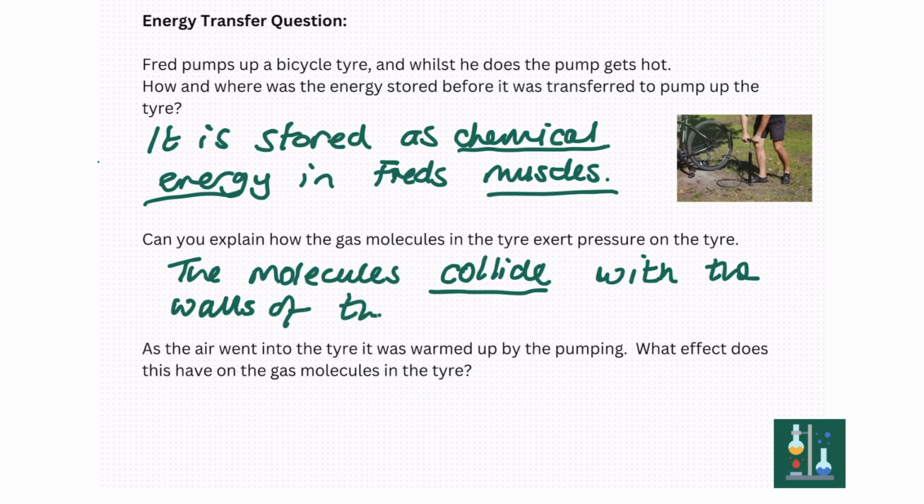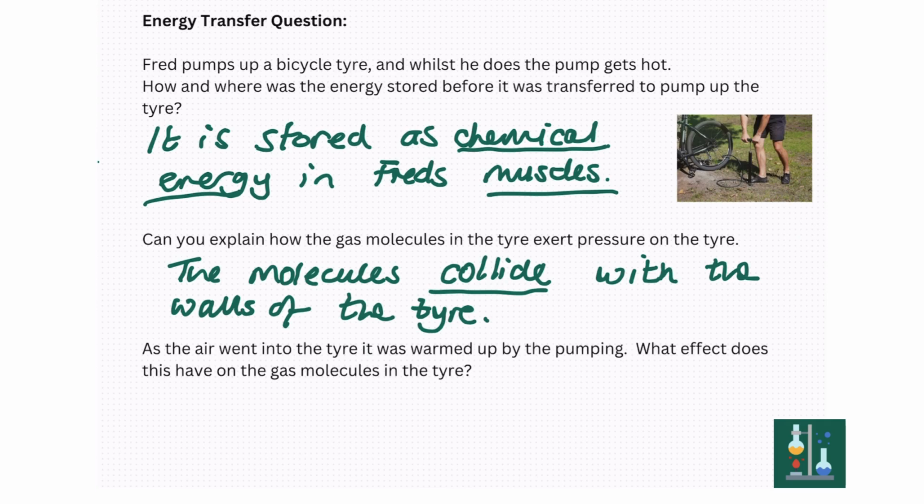All right. Now, they will accept on this. They will accept if you say they hit the walls of the tyre, or they hit the tyre, or they bounce off the walls, or they bounce off the walls of the tyre. Ideally, we want you to try and start using the words collision or collide, but any of those are accepted for that 1 mark.